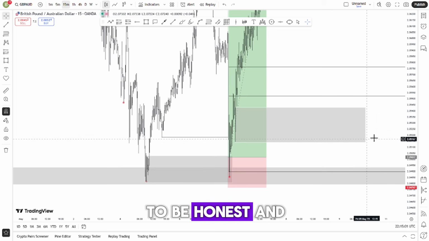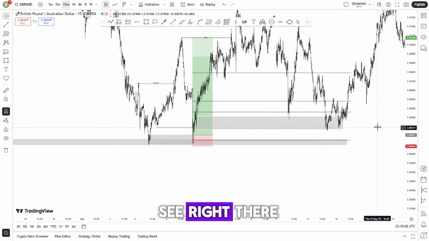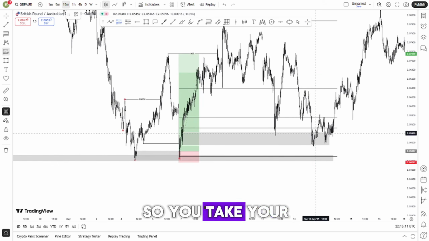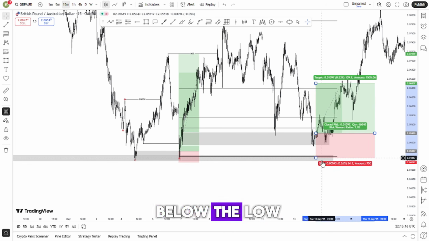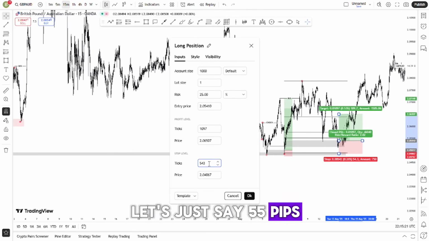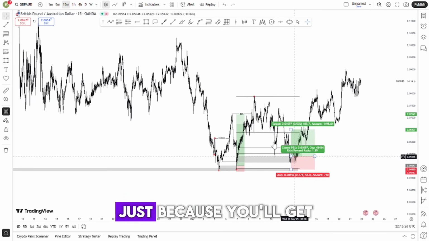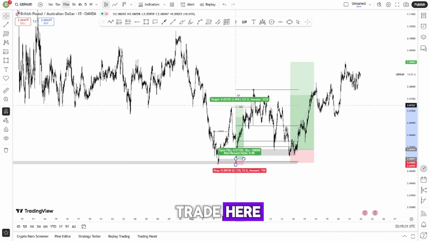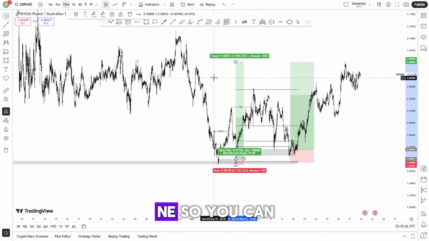And whenever it's big like this, you have to cater for it completely. So as you can see right there, your stop loss should be just below the area. So you take your longs around here, stops should be just below this area or below the low, just like that, for around 50 something pips. Let's just say 55 pips, just because whenever you're using tight stops, you're not going to enjoy trading, because you'll get tagged out each and every time. So let's say you have a 6% trade here, then you have your second trade at around 16%, guys. So you can do the math.